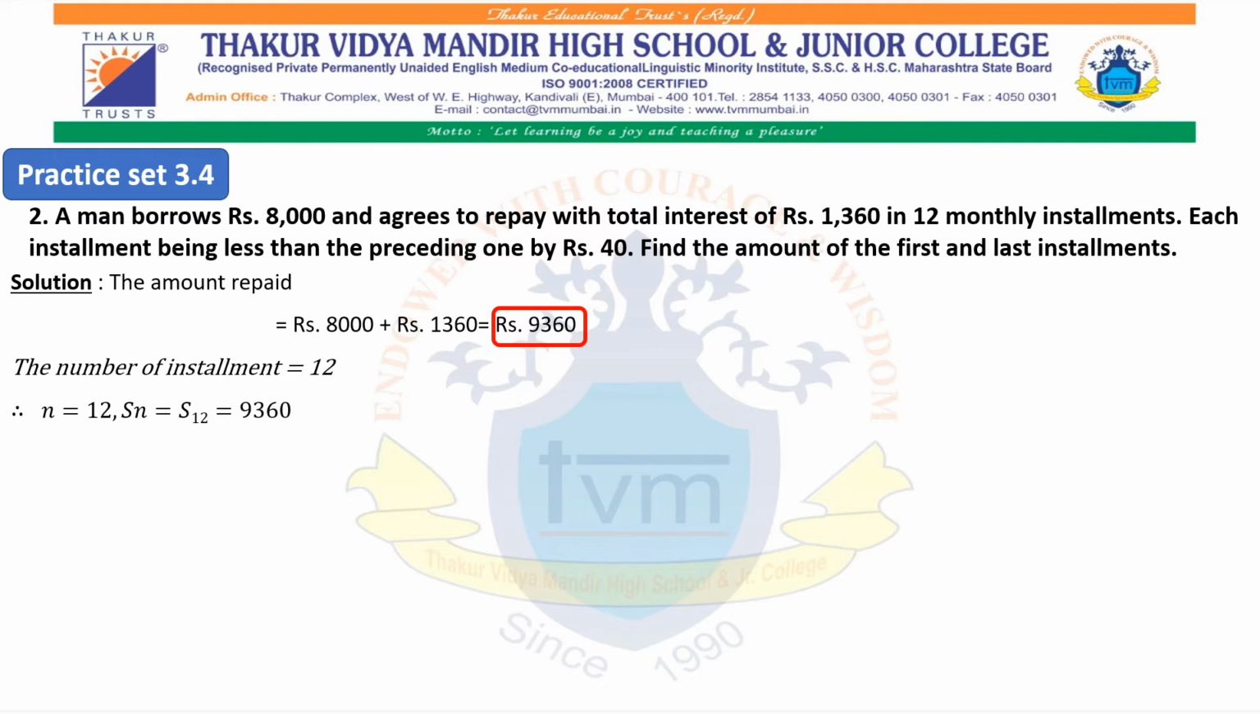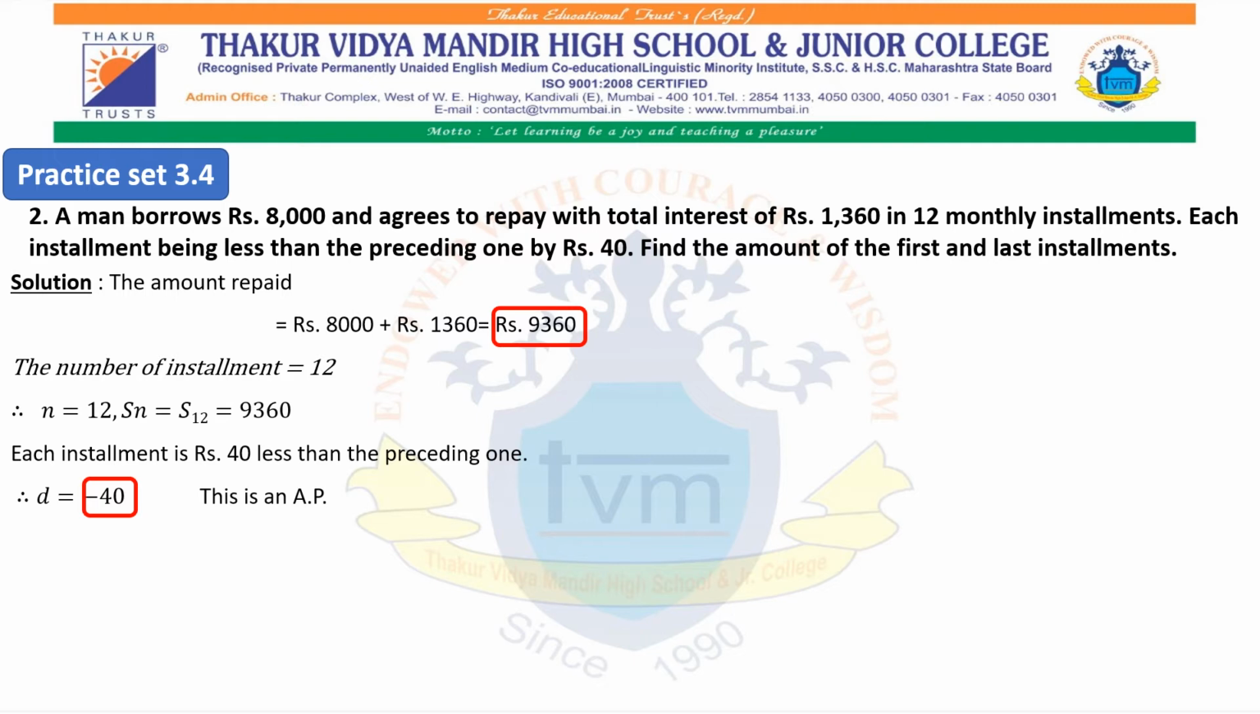Then in the second statement they had said each installment is less than the preceding one by rupees 40. What they had said is that every installment he is going to pay will be less by 40 than the previous installment he must have given. We are writing here each installment is rupees 40 less than the preceding one, means the common difference we got is minus 40, and therefore it can be said to be an AP.